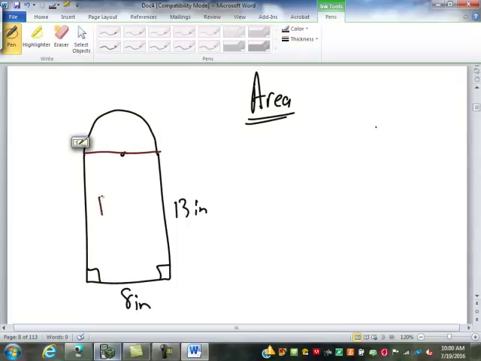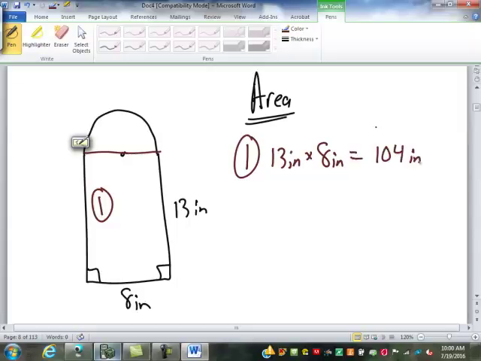And now I have a rectangle here. The area of that rectangle is 13 inches by 8 inches, otherwise known as 104 inches squared. And then I have this piece up here, which is my half circle. What is the radius of that half circle? 4. Yeah, this whole distance across here would be 8, so that radius is 4 inches.